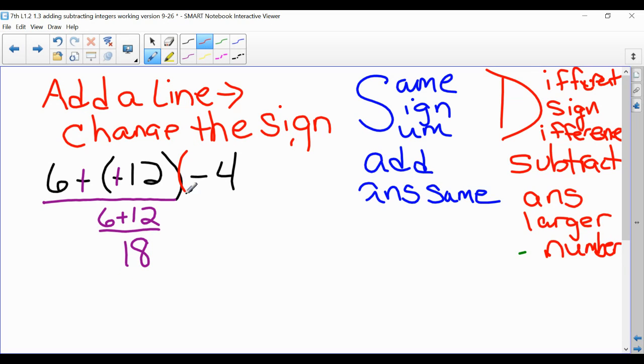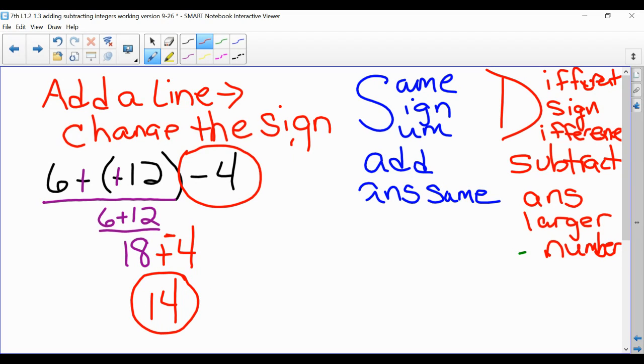Now I'm going to bring down the rest of the problem. So we have 18 minus 4. Add a line, change the sign, means we have 18 plus -4. Different signs difference. 18 minus 4 is 14. The answer gets the sign of the larger number, which is 18, and that's positive. So our answer is positive 14.